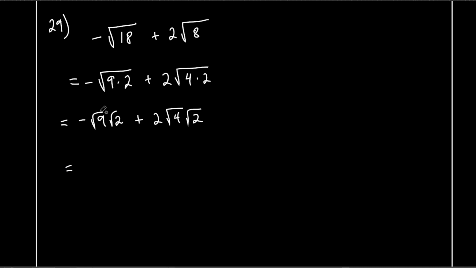What's this going to be? Why did I write it like this? Because I know that comes out to a nice whole number. What's that going to be? A 3. Don't forget that negative, though. And then that's going to be square root of 2. Plus 2 times, what's that?